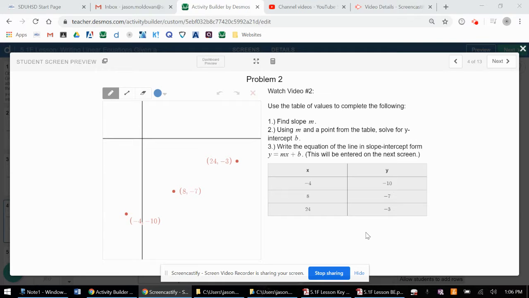This is the second video for the 5-1F lesson. We're going to do the same thing. We have two slides for one problem. They give us a table of values. We're essentially repeating the steps that we've done in the last couple lessons.